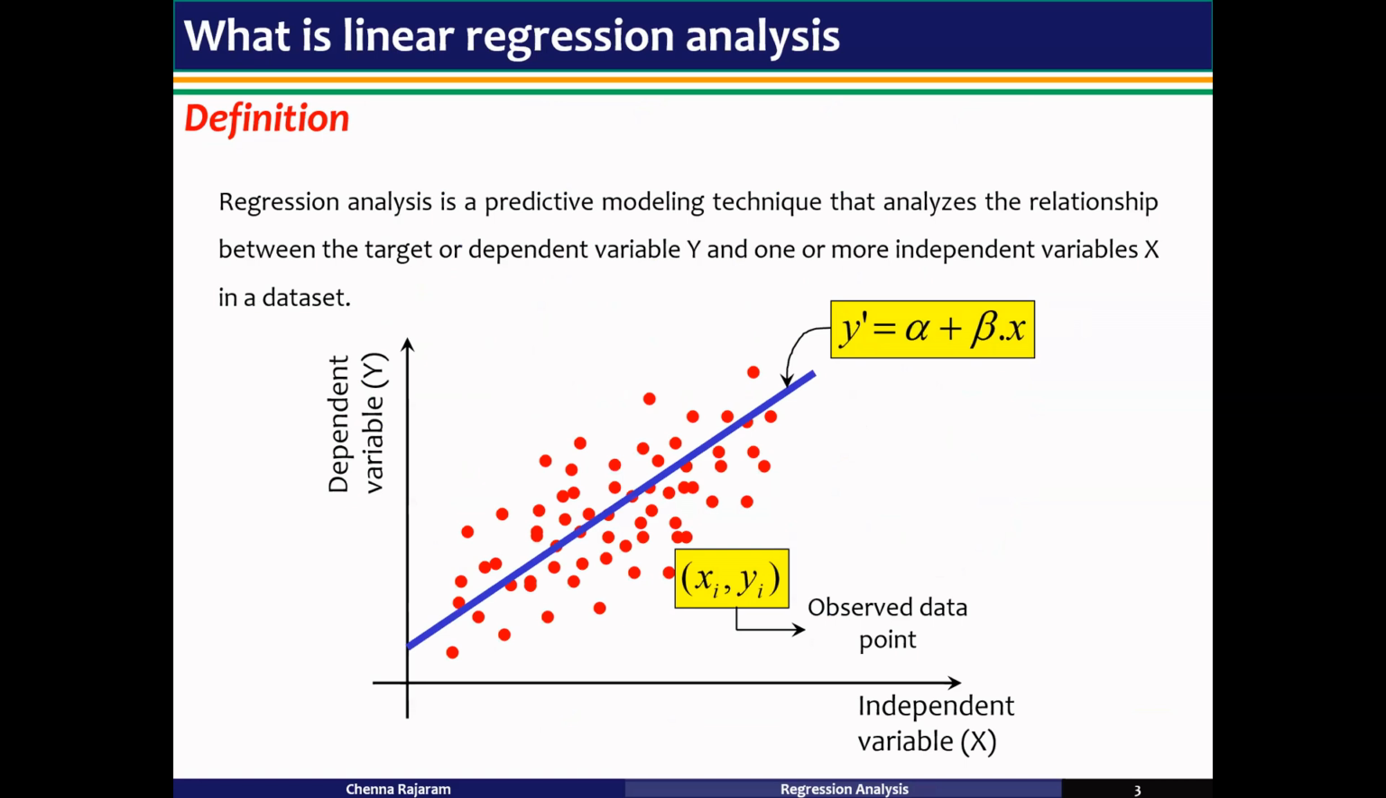What is linear regression analysis? Linear regression analysis is a predictive model technique that analyzes the relationship between the target or dependent variable y and one or more independent variables x in the dataset. So here a graph is plotted between independent variable x and dependent variable y. The red color dots indicate the data points whose coordinates are xi, yi, and the blue color line indicates the regression line having an equation y prime is equal to alpha plus beta x.